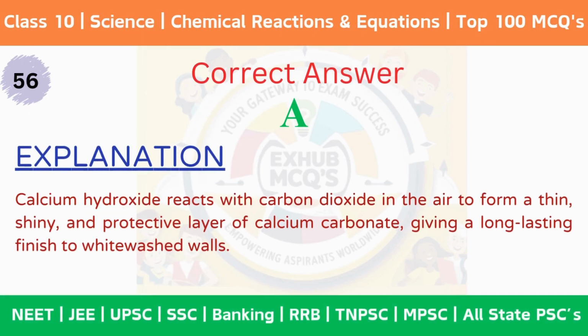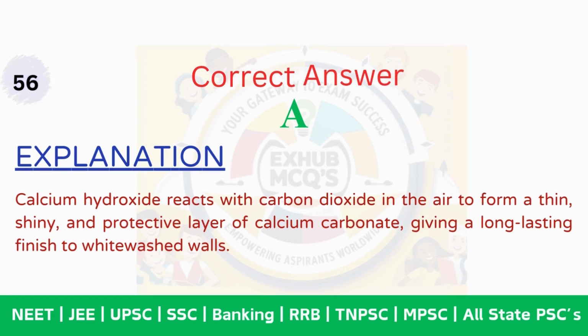The correct answer is option A, forms a protective layer. Explanation. Calcium hydroxide reacts with carbon dioxide in the air to form calcium carbonate, which creates a thin, shiny, and protective layer on walls during whitewashing.